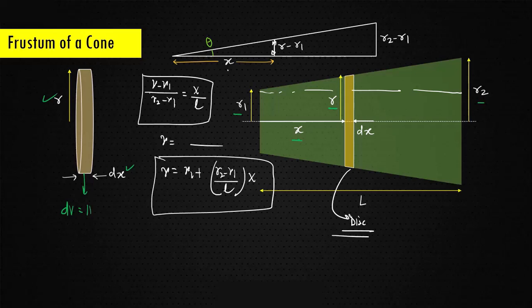dV should be equal to pi small r square into dx. From here you put the r parameter. So r is a function of x and the integration is also a function of x. That means you have to put the limit for x. So what is the limit for x? That should be from 0 to capital L. So here the limit should be 0 to capital L. Okay, so this is how you can take the element.